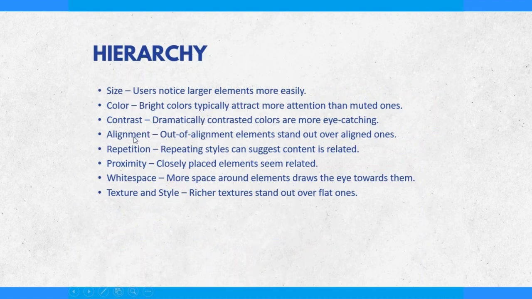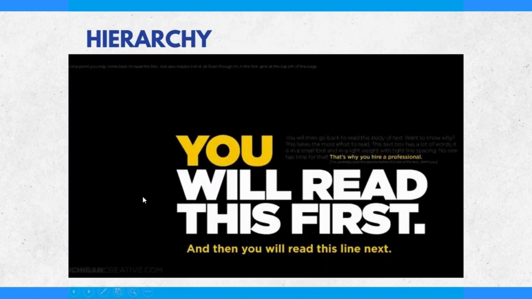Alignment, elements that are out of alignment tend to stand out more than the ones that are aligned. Repetition can also be used to establish hierarchy. By repeating certain objects or styles, you can give a sense of importance to those particular objects. Proximity and white space, like we mentioned, can also be used to establish hierarchy. People tend to be drawn to elements that have lots of space around them, so it's as if you're focusing on those particular elements. Texture and style can also be used to establish hierarchy.